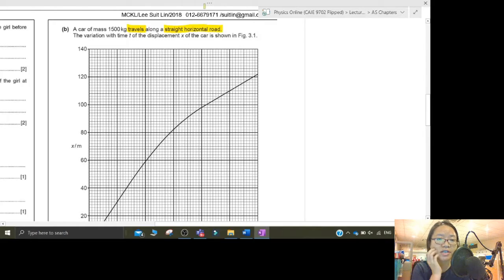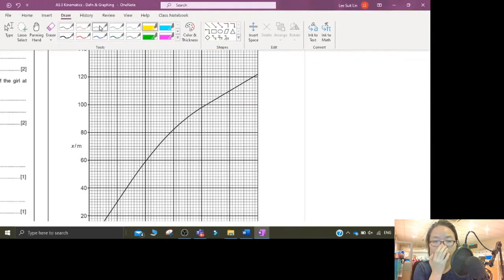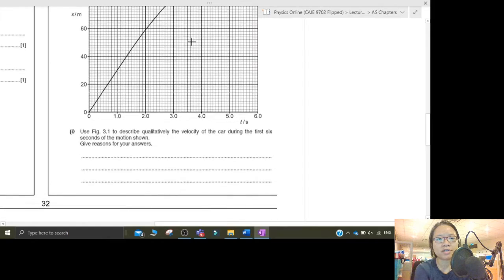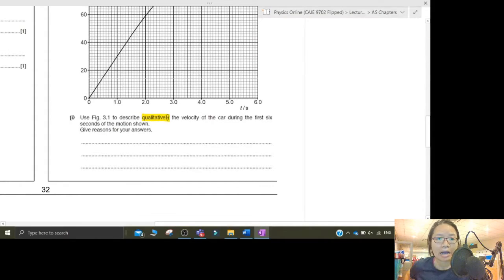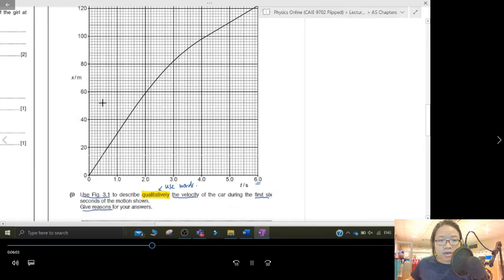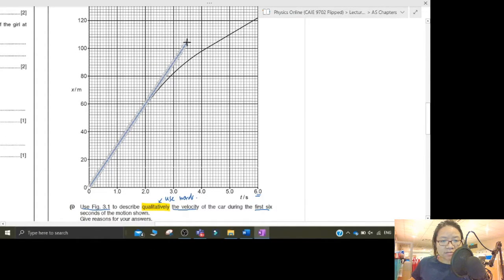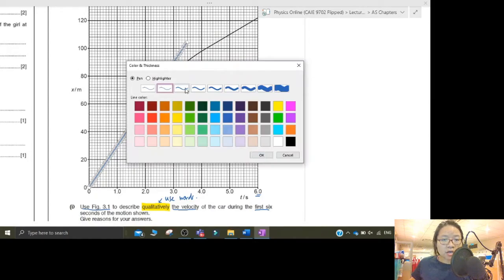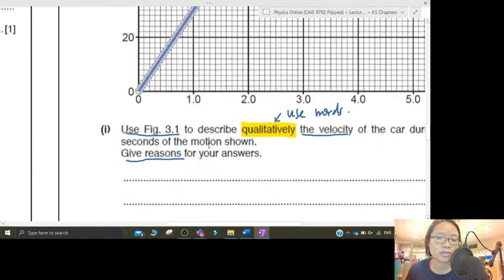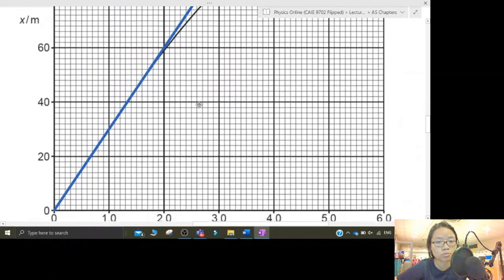But here you are given a car traveling along a straight road, and you can see that you are given a displacement against time graph. Describe qualitatively. Qualitatively here means use your words. The velocity of the car during the first 6 seconds. Give reasons for your answer. Well, my friend, to give reasons for this, before that, we need to check the gradient, because gradient is related to velocity. Alright, so let's zoom in and check it out.